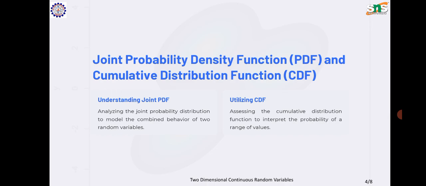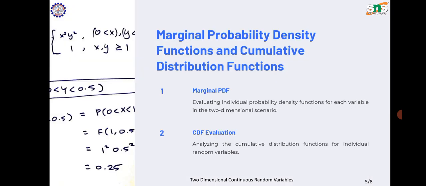Understanding joint PDF is analyzing the joint probability distribution to model the combined behavior of two random variables. Utilizing CDF, assessing the cumulative distribution function to interpret the probability of a range of values. Marginal probability density function and cumulative distribution function. Marginal PDF: evaluating individual probability density function for each variable in the two-dimensional scenario. CDF evaluation: analyzing the cumulative distribution function for individual random variable.